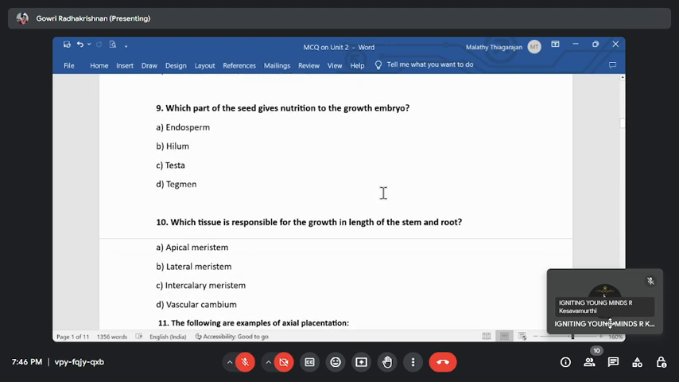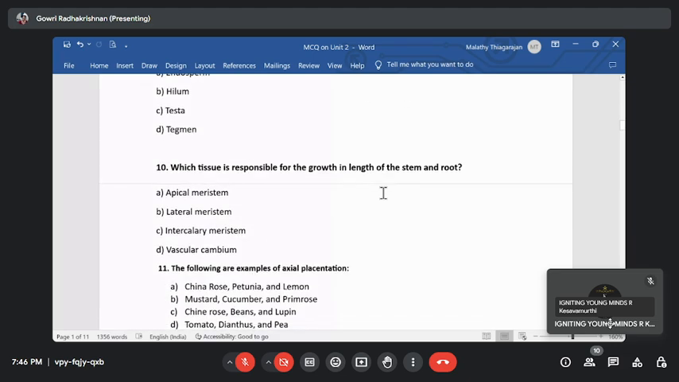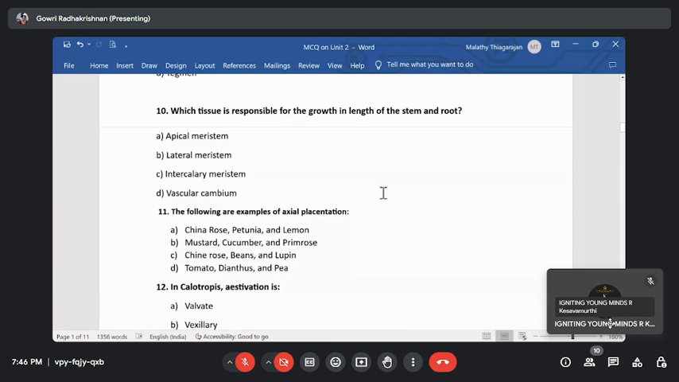All right. Ninth one. Which part of the seed gives nutrition to the growing embryo? Endosperm, ma'am. Yes. Endosperm gives the nutrition. All right. Which tissue is responsible for the growth in length of the stem and root?